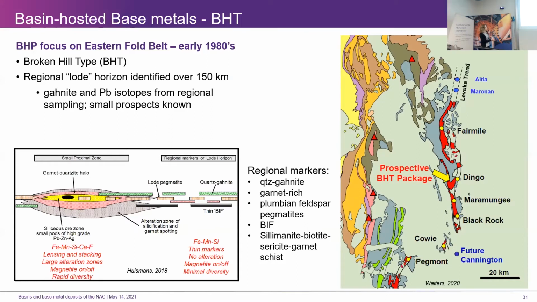So this is one of their maps where they defined, shown in red, a key stratigraphic horizon based on evidence for gahnite and lead isotopes. They just went back to a bunch of heavy mineral samples that they had already and reanalyzed and managed to focus in on this area. They've early on found Altia and Maronan, and then eventually found Cannington itself down here, which is the more significant deposit.